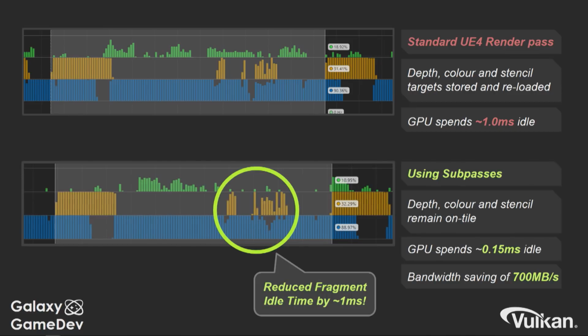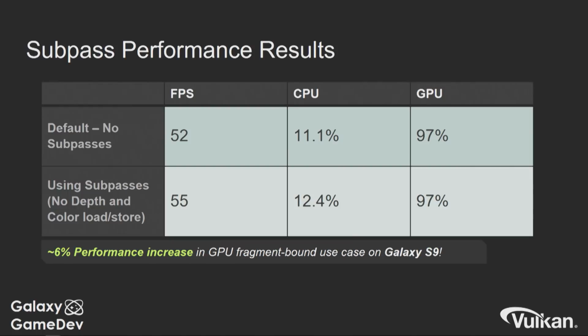And so when we enable a subpass optimization, and again, this will be something that's very easy to do in Unreal once the features come out, we end up getting a significant reduction in GPU idle time. So now we've gone down from the total idle time of the GPU in the frame being 1 millisecond to being 0.15 milliseconds. And along with that comes a measurable bandwidth saving of 700 megabytes. What this results in is a 6% performance increase, which doesn't sound like much, but bear in mind we're doing exactly the same amount of render work. So this is essentially a free 6%. In terms of FPS, we got from 52 to 55 FPS.